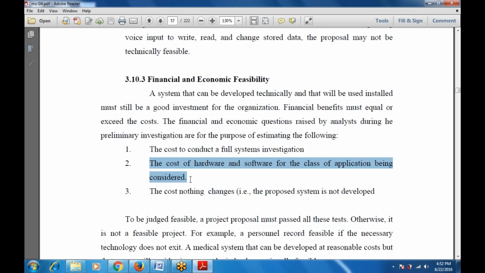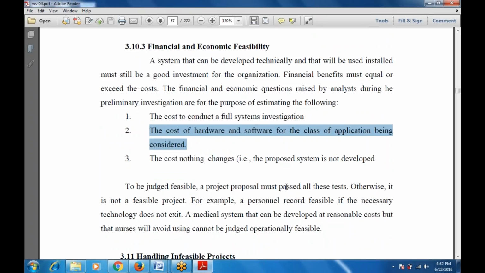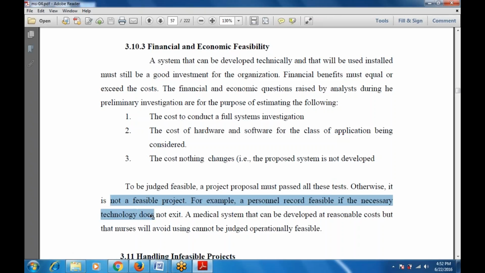Then the class nothing changes. That means what are the various proposed systems that are not developed during the project. And to be judged feasible, a project proposal must pass all three tests. That means these are the three tests that must be passed for making the financial and economic feasibility. Otherwise it is not a feasible system. So if the project does not pass all these three tests, all the three questions, that means this is not a feasible project.